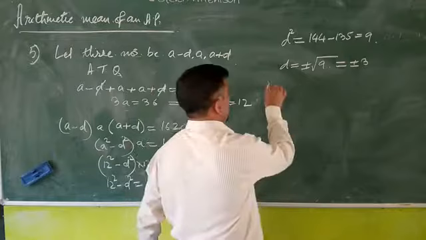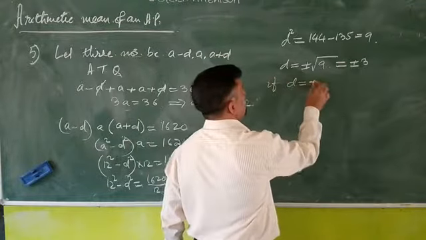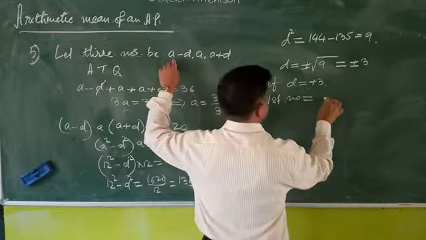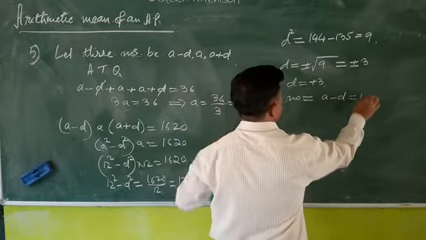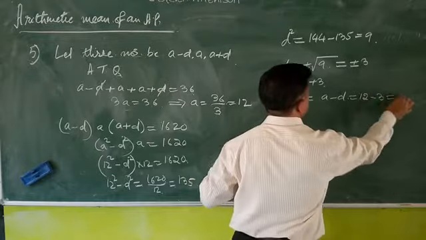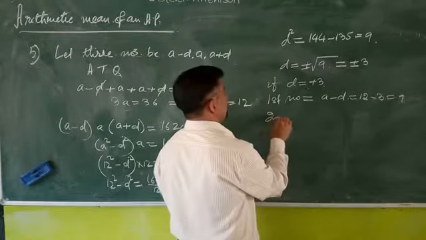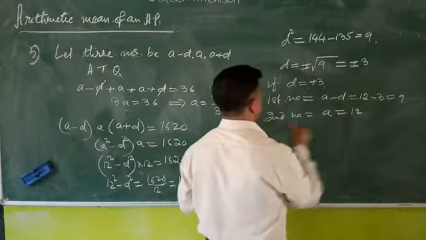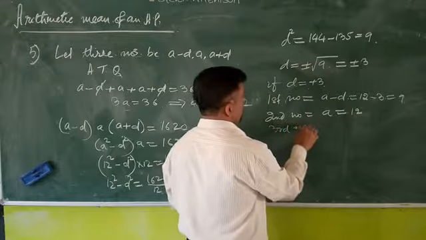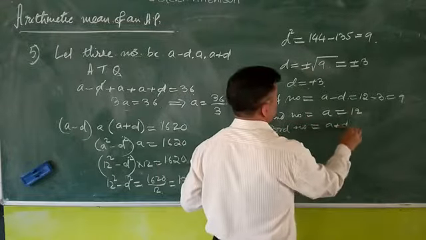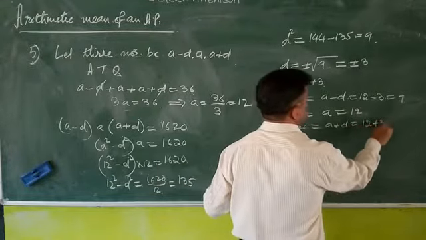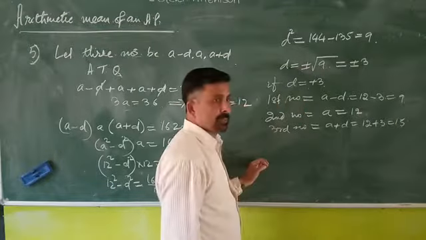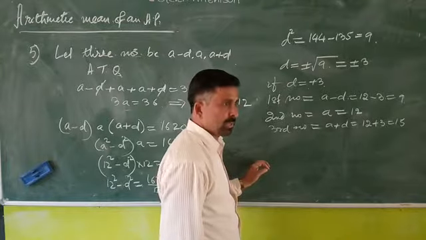So we will calculate. If your d is positive 3, then the first number is a minus d. A is 12, minus d, 3, is equal to 9. Second number is just a, so this is only 12. Third number, a plus d, that is 12 plus 3, is equal to 15. So we got one set of answers as these three numbers. Is it okay? Yes, sir.